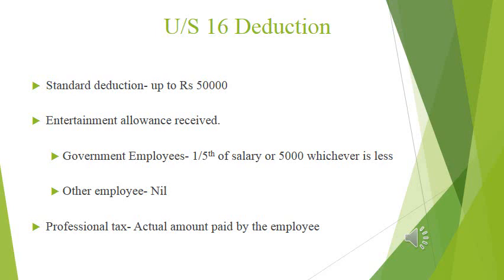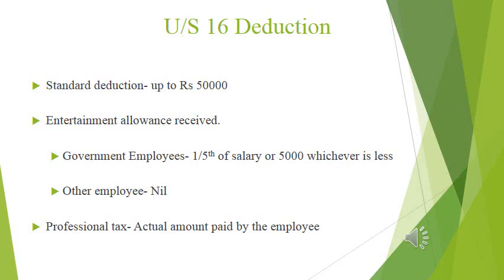A person having a salary of rupees 5 lakh can straightaway claim standard deduction under section 16, maximum up to 50,000. So he is liable to pay tax on 4 lakh 50,000. Clear? And another important deduction, that is entertainment allowance.